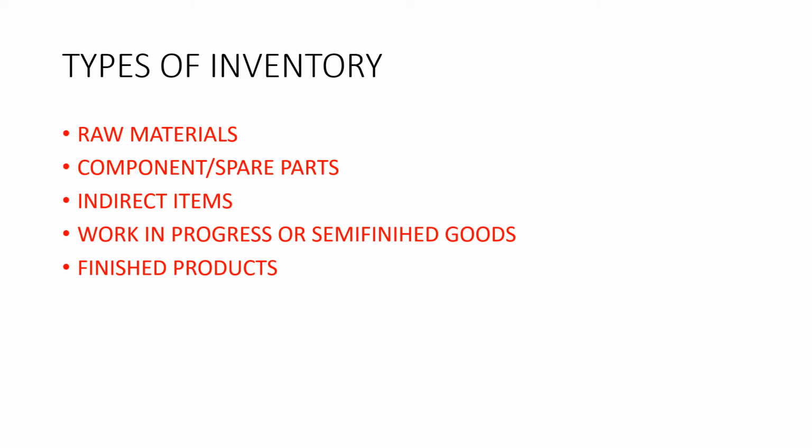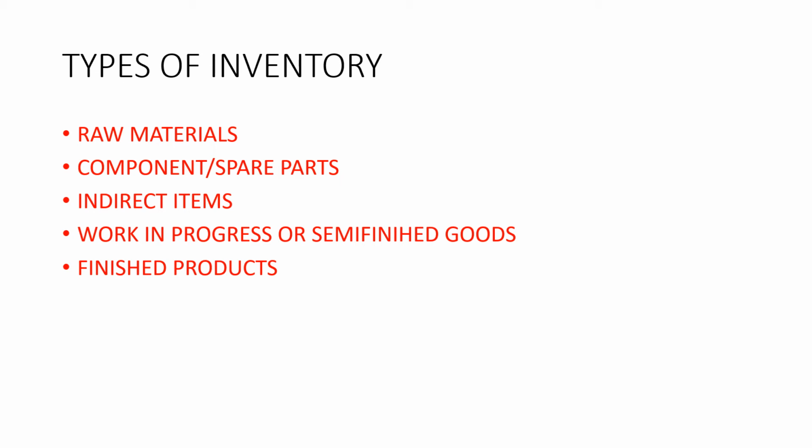Raw materials are parts or components used to make a final product. So these are the components that are required for producing final goods or products. Then come the components or spare parts, like nuts and bolts. Then indirect items, like the trucks or the cars that are required for carrying the inventories.